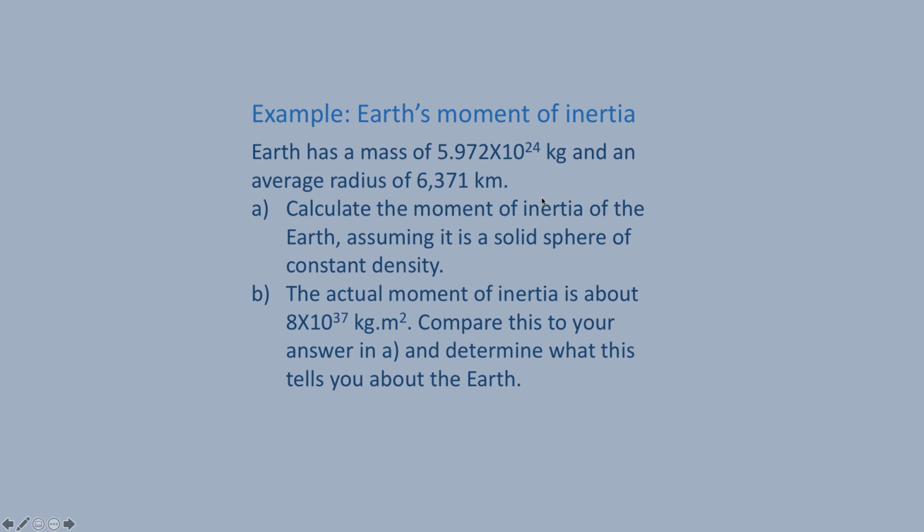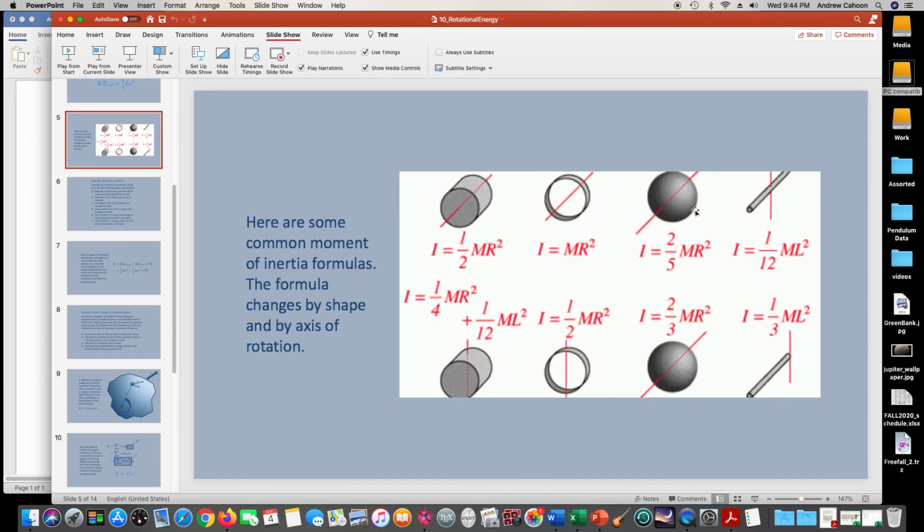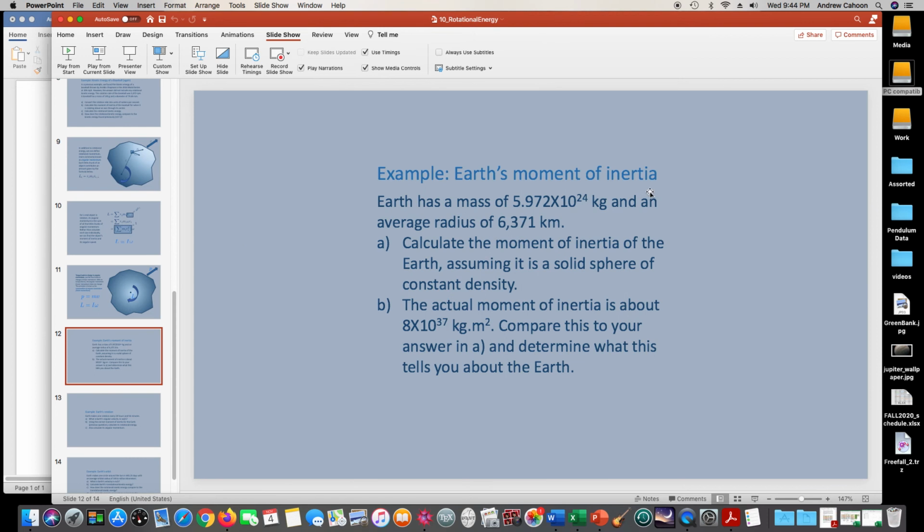So let me flip back to this slide, and if you remember, these are the two spheres. One of them is hollow, one of them is solid. The solid sphere will have a smaller moment of inertia because it has matter closer to the axis of rotation. 2/5 is smaller than 2/3, so this is the solid sphere one. So this is the formula we want: 2/5 mr squared, and this is m, and this is r.